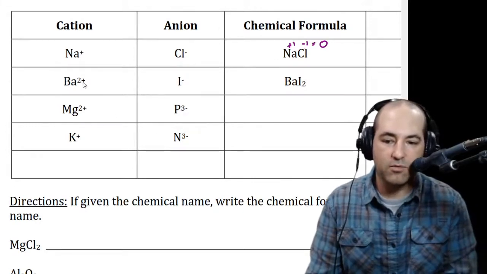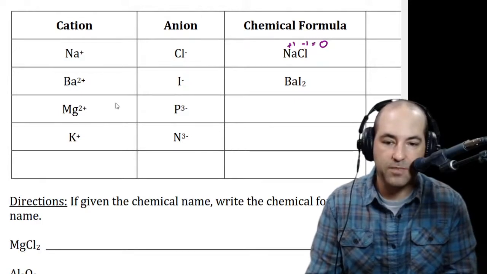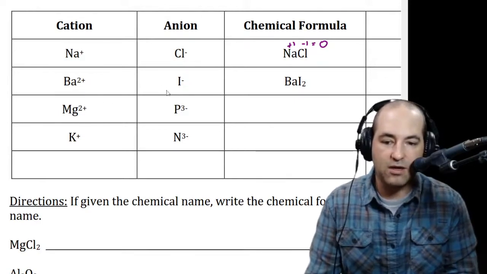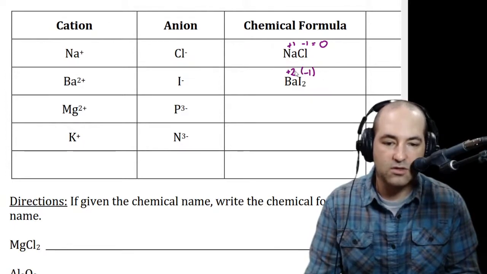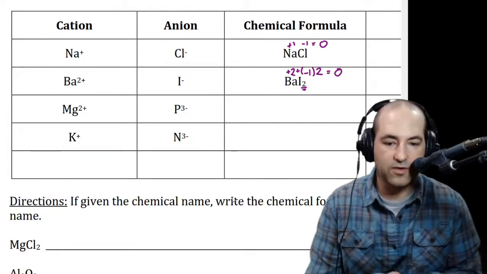If we have barium, which is a +2 ion, it's in the alkaline earth metals in column 2A. If we have barium combining with iodide, now we have a +2 barium and a -1 iodine. So in order to make that equal 0, overall neutral charge, we have to actually multiply that by 2. So that's where this 2 comes from.